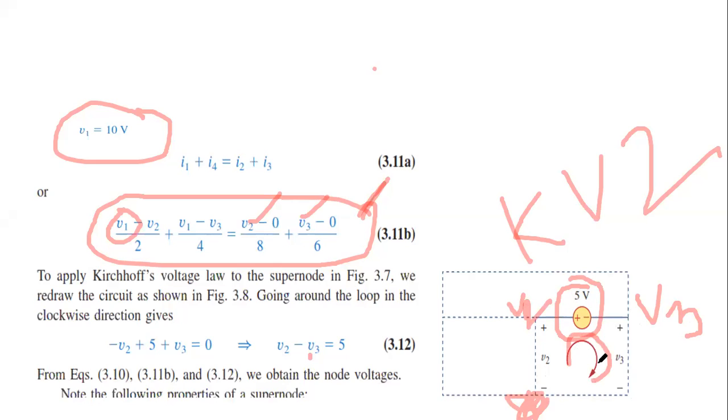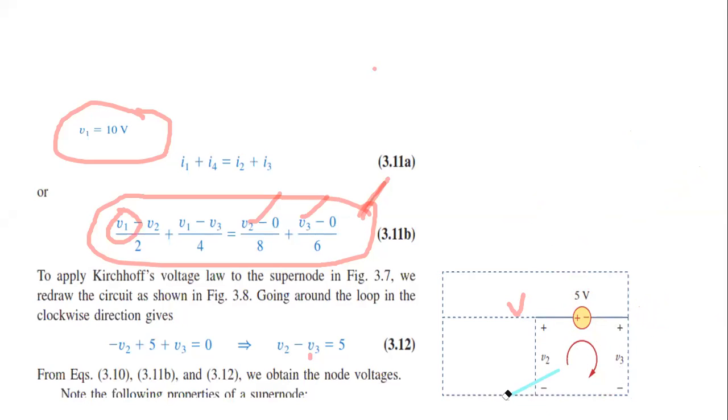Now apply KVL like this or in any direction. In this circuit, you can move in whatever direction. First of all, it will be plus 5 volt plus V3 minus V2, or you can move from the other point: minus V2, then plus 5, then plus V3. So the equation will be like this. See carefully. This is super node analysis.